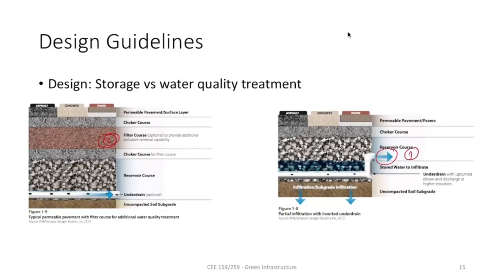So now the question is, one of them is water quality treatment, another is storage. The one which has no filter is obviously not quality, because a filter is the one where you can remove pollutants. So if there is no filtration, all it's doing is storing the water. And now the question is why there is a raised outlet in the storage layer.